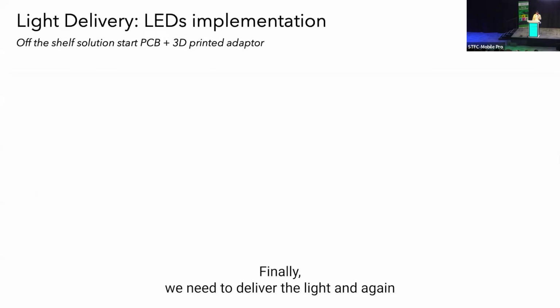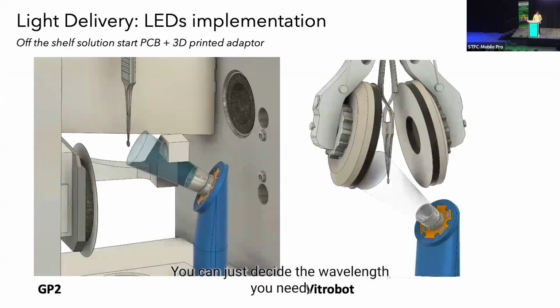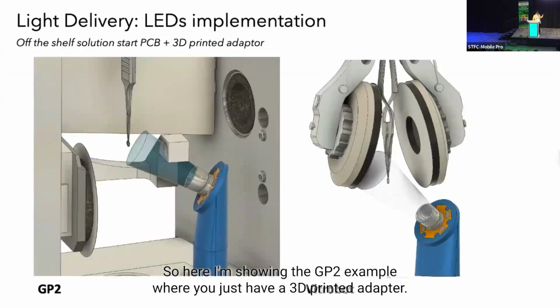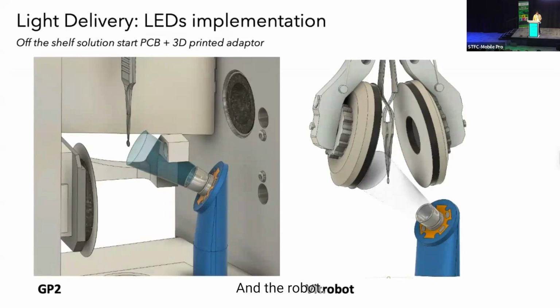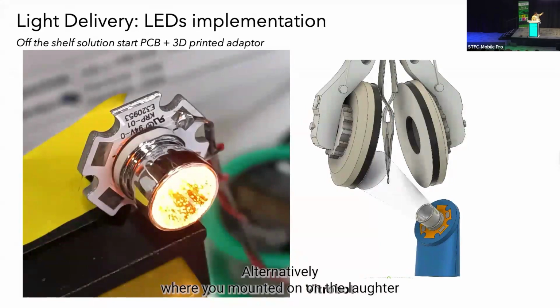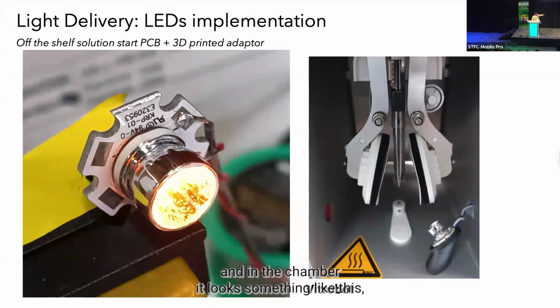Finally, we need to deliver the light. And again, the easier approach is to use an LED. You can buy this off the shelf. You can just decide the wavelength you need, but then you need to point it to your sample inside the chamber. So here I'm showing the GP2 example where you just have a 3D printed adapter, and the VitraBot. Really, the simple case is an off-the-shelf star PCB with an LED. Alternatively, you mount it on the adapter, and in the chamber it looks something like this, where you have your sensor and your LED pointing to the tweezer.